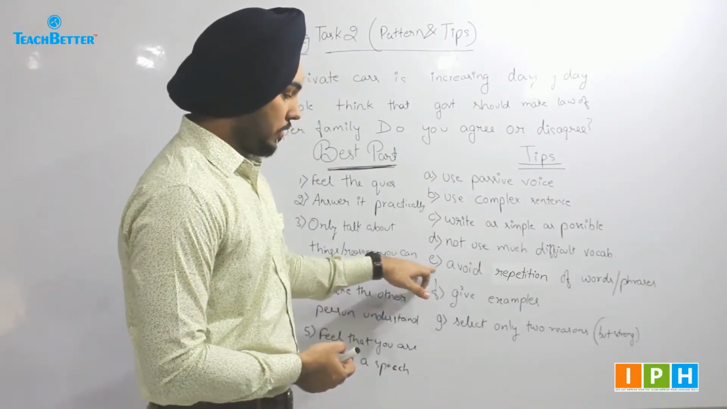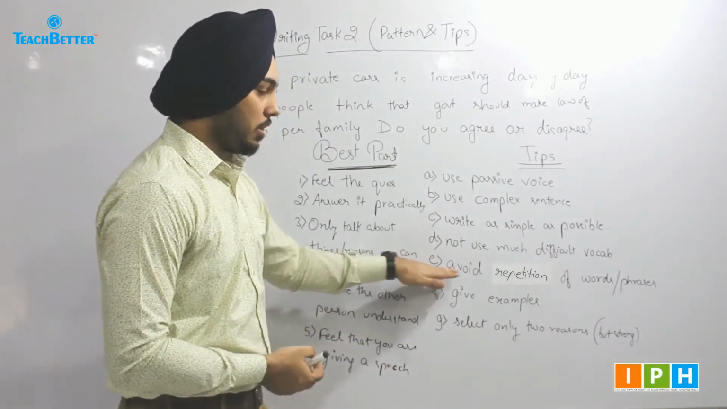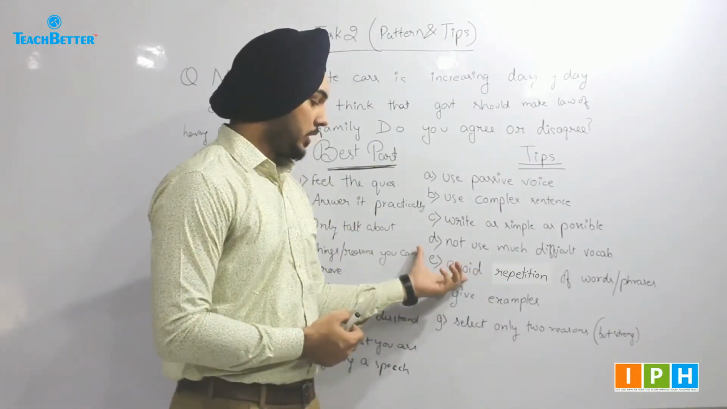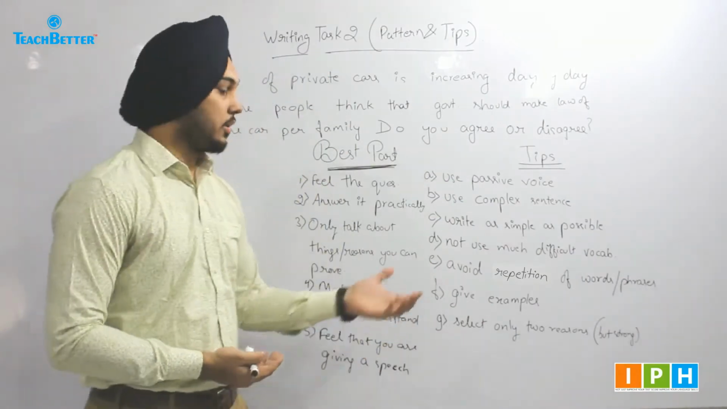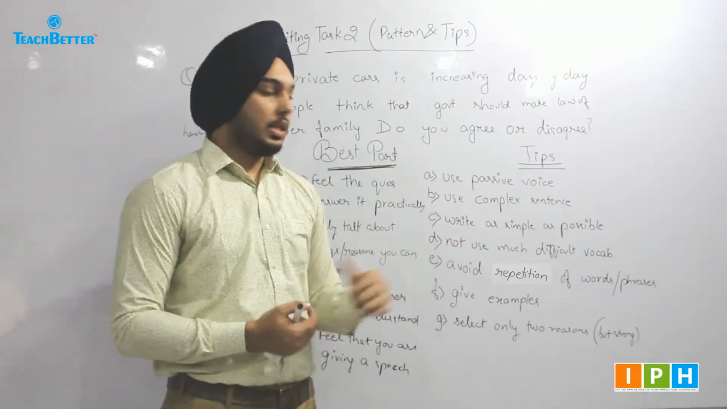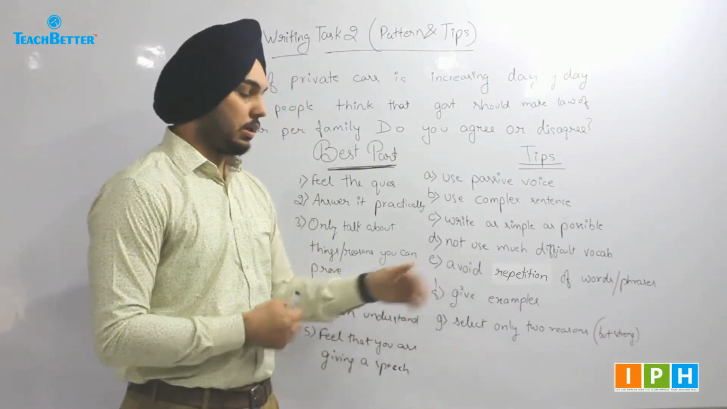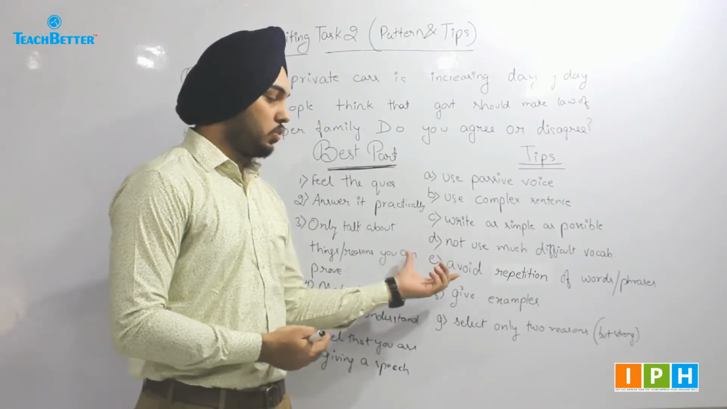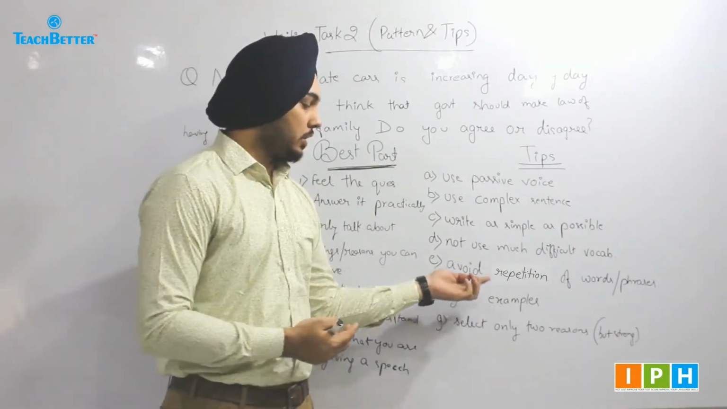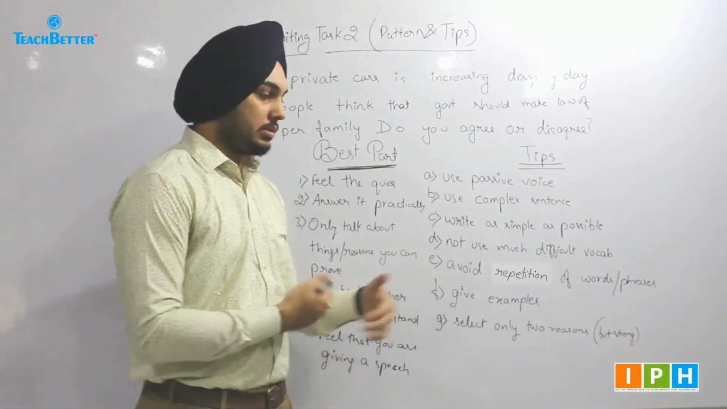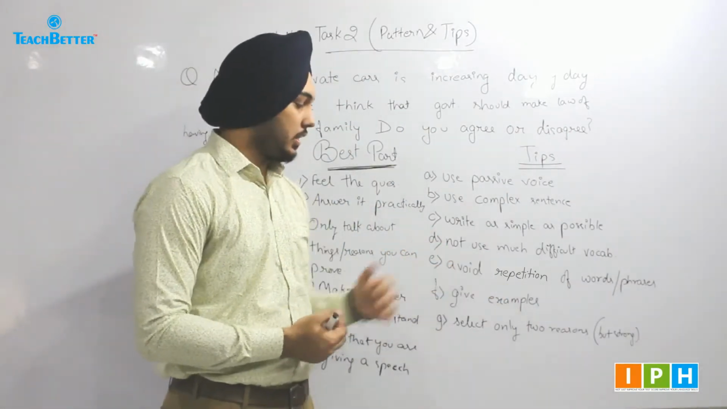Then the fifth tip is to avoid repetition of words and phrases. It is a quite common tip that all teachers and institutes give. It is because if we repeat the words again and again, the person who is checking thinks that we are not familiar with the language or are not taking it seriously, so he or she sees the words repeated again and again.